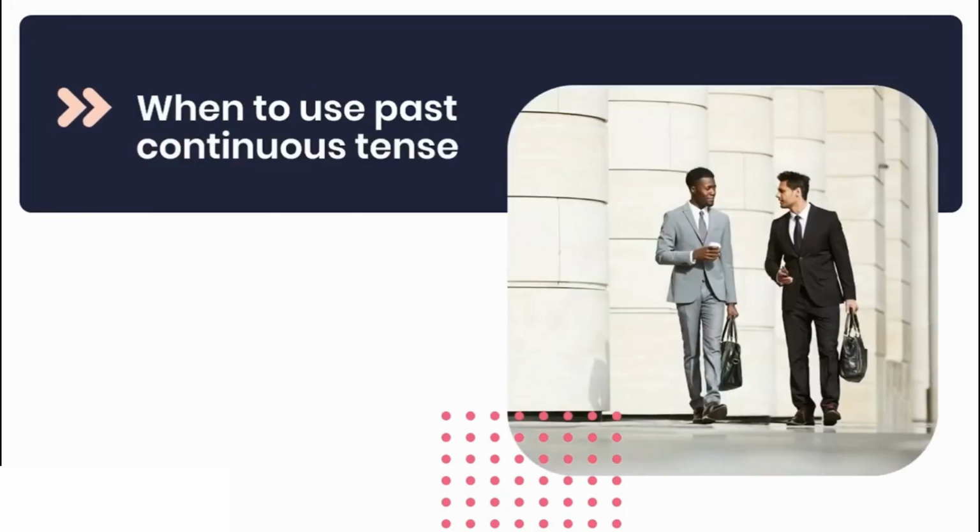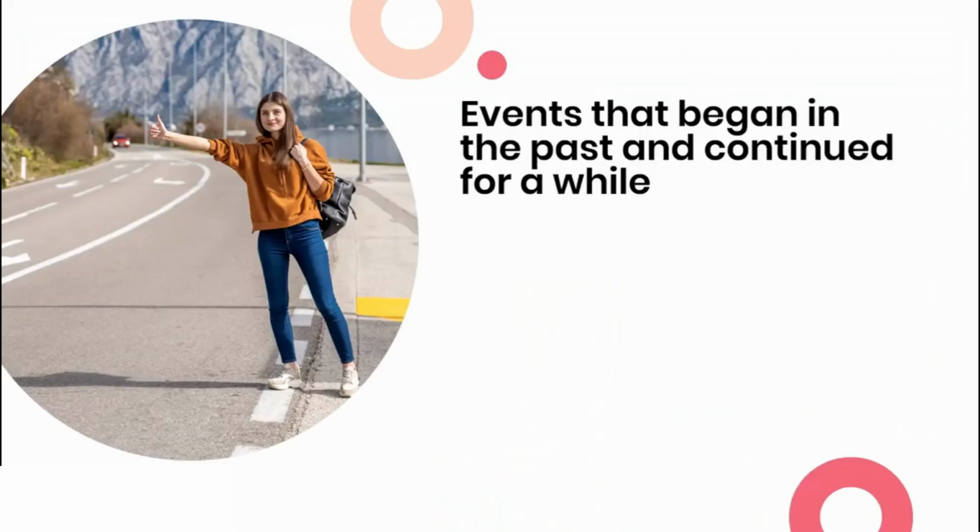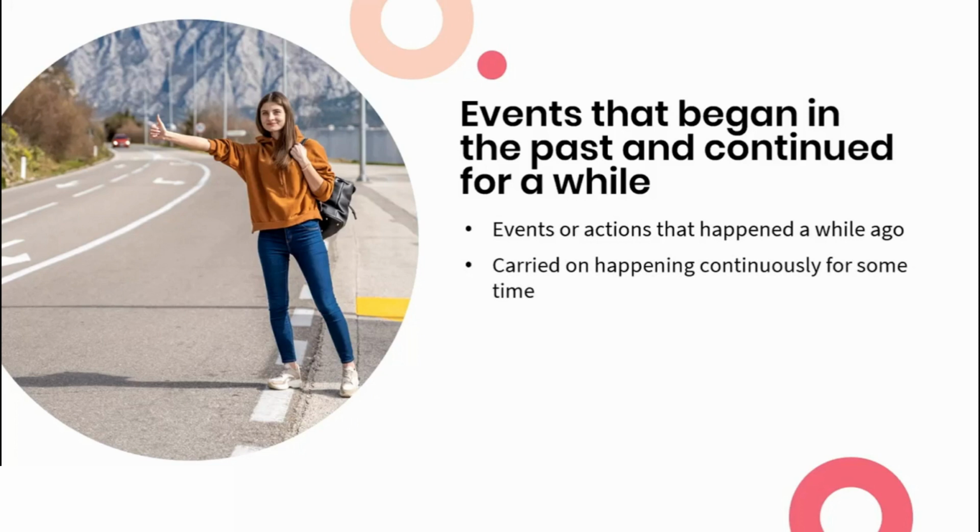Past continuous tense is used to talk about events that began in the past and continued for a while. Let's expand on this. Past continuous tense is used to talk about events or actions that happened a while ago in the past and carried on happening continuously for some time. These events are not happening anymore now.